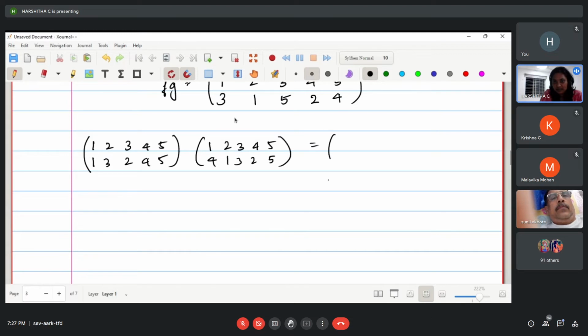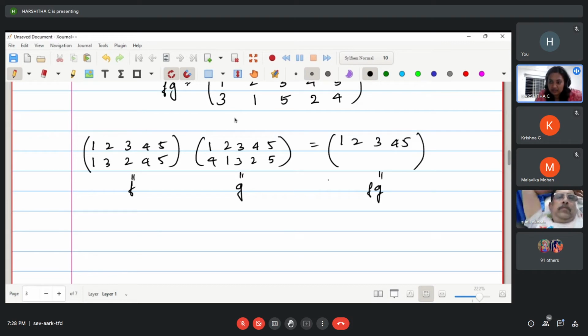Okay. So we'll just try to do it orally so that you get a hang of how to do it, and it will be much faster. So let's say this is F and this is G. So we want to compute FG, right? So we have 1, 2, 3, 4, 5. We just want to see the image under F composite G.